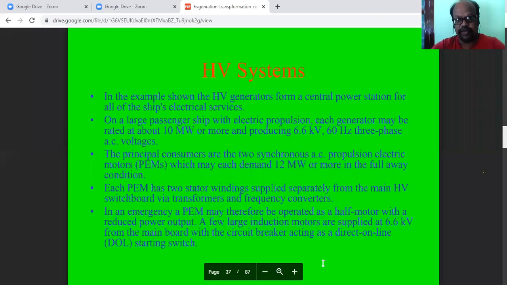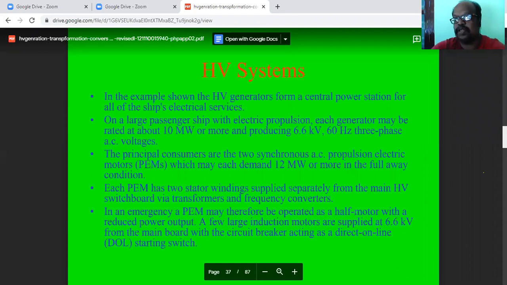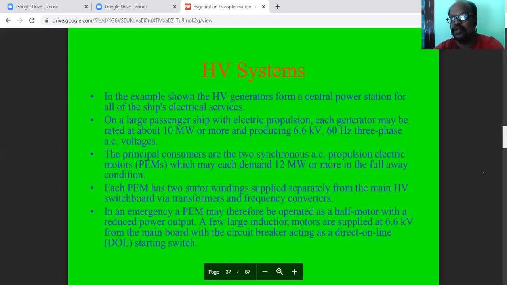So high voltage generation from a central power station supplies all the ship's electrical services on a large passenger ship with electrical propulsion. Each generator may be rated about 10 megawatts. Suppose a very large cruise ship may need 50 megawatts. So I need 5 different generators, each with a capacity of 10 megawatts, producing 6.6 kV and 60 hertz. Usually for shipping purposes, motors and all are manufactured in foreign countries. You know that in India they are for domestic purposes.